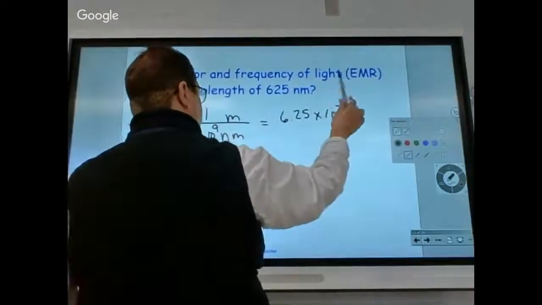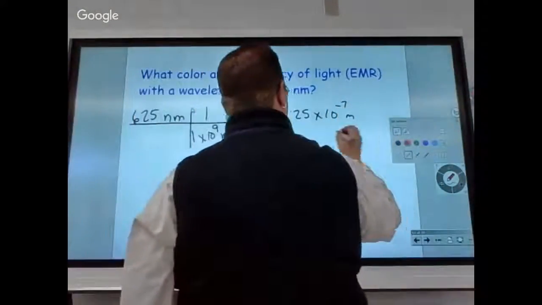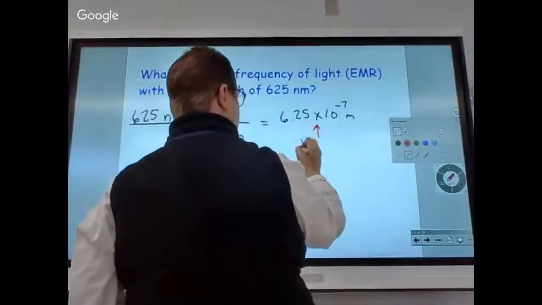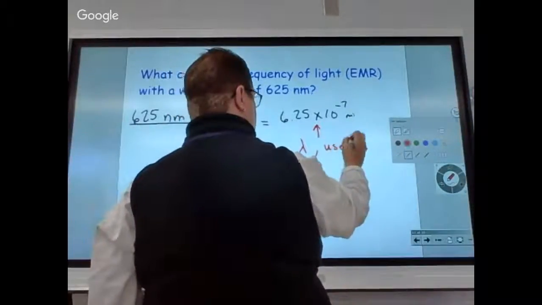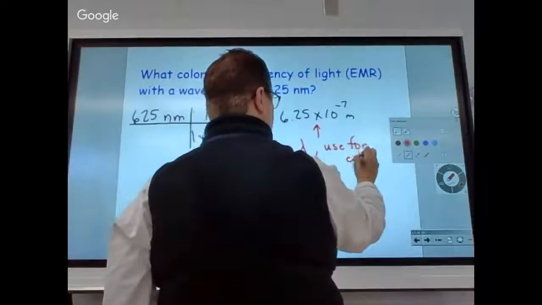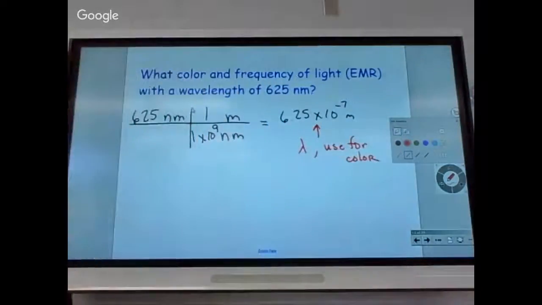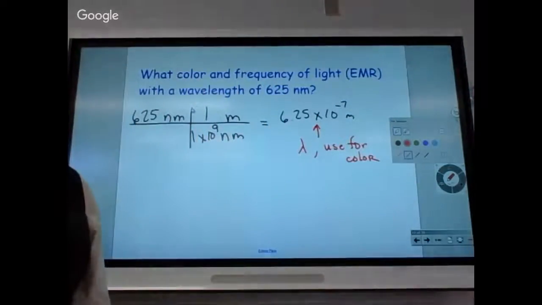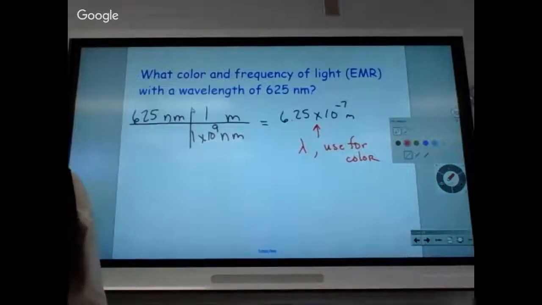Okay. Now, this right here is lambda, and you use it for color. Is everybody okay with that? Your wavelength, and you use it for color. So when we do the little conversion things, will it always be something times 10 to the 7? Yes, because that's what's on your blue chart. So you're always changing it into that number that's on the blue chart, because that's your wavelength.